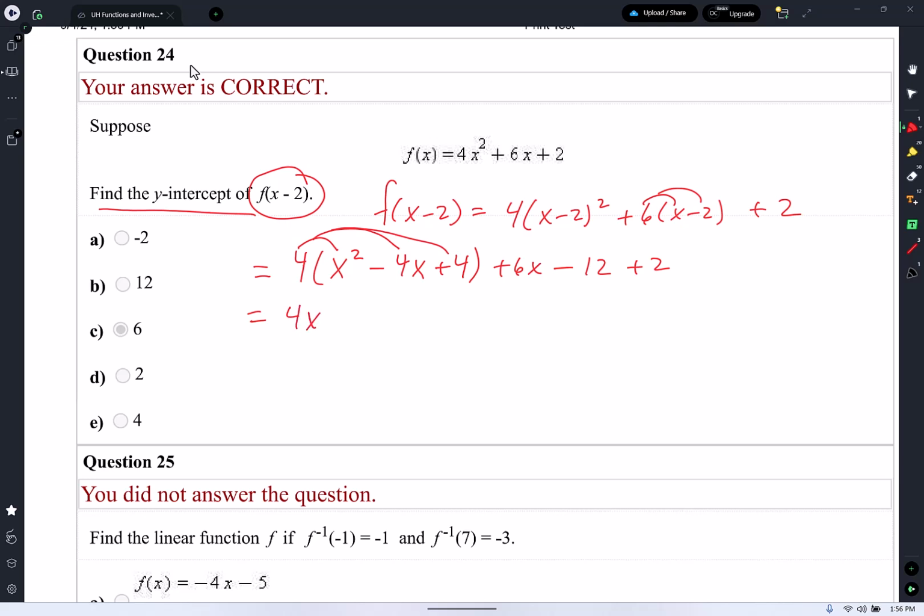4x squared minus 16x plus 16 plus 6x minus 10 when I combine those two. All right, let's see. There is no other 4x squared, so that's the only one. Negative 16x plus 6x, that's minus 10x. And then 16 minus 10, that's plus 6. If I insert the x equals 0, there is my y-intercept.